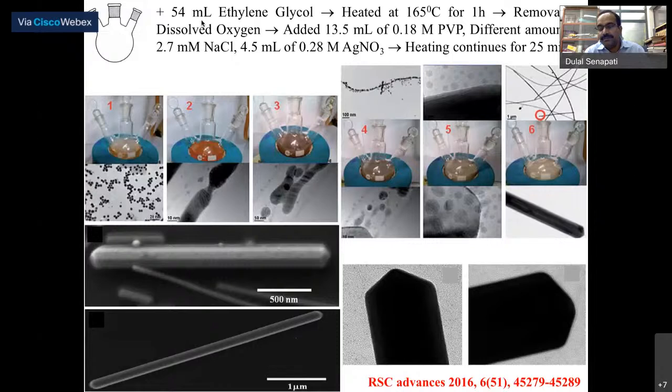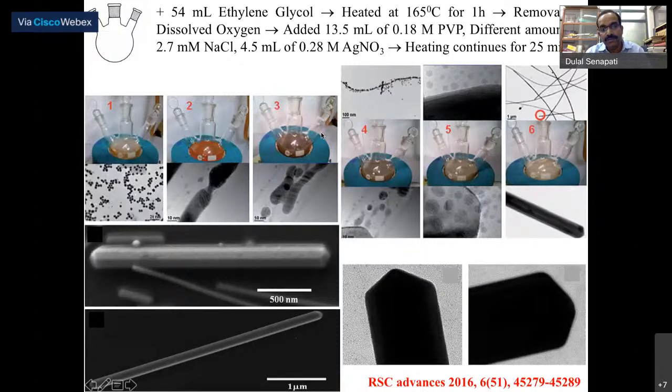This polyvinyl pyrrolidone we use as a shape-directing agent, and then different amounts of sodium chloride and also silver. The silver nitrate we kept constant, 4.5 ml of 0.28 molar silver nitrate. If we heat this continuously for 25 minutes at around 165 degrees centigrade, we see it in a stepwise manner. Initially it forms the seed.